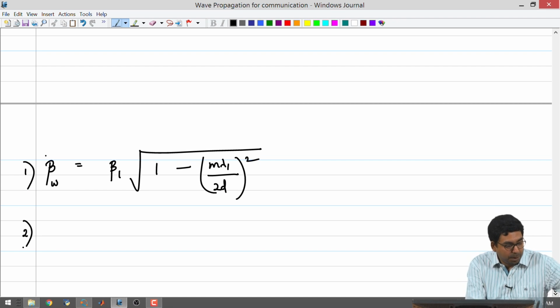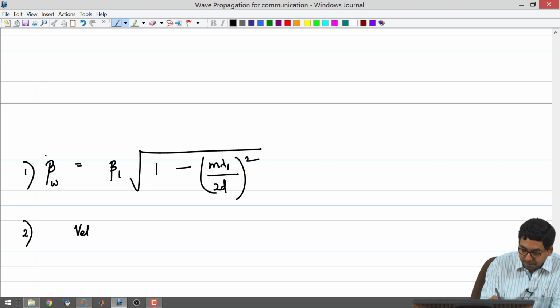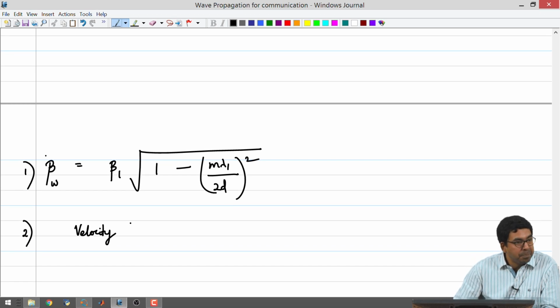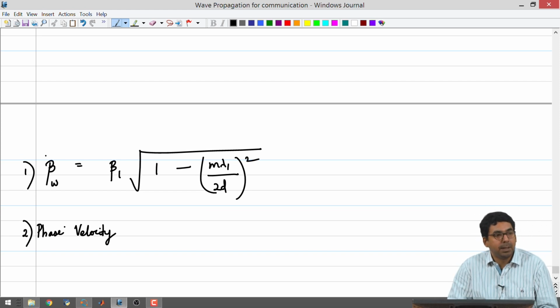The first thing that we want to talk about is the velocity. Now, I am going to make a clear distinction between two quantities, phase velocity and group velocity, and I will also show you how they differ visually.